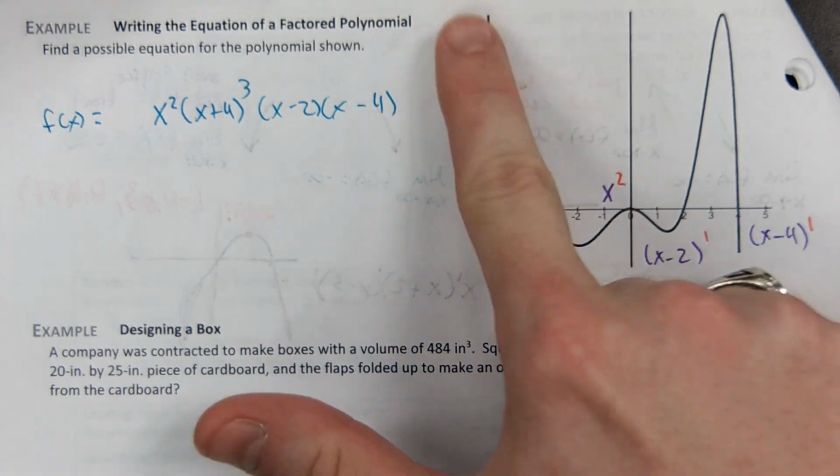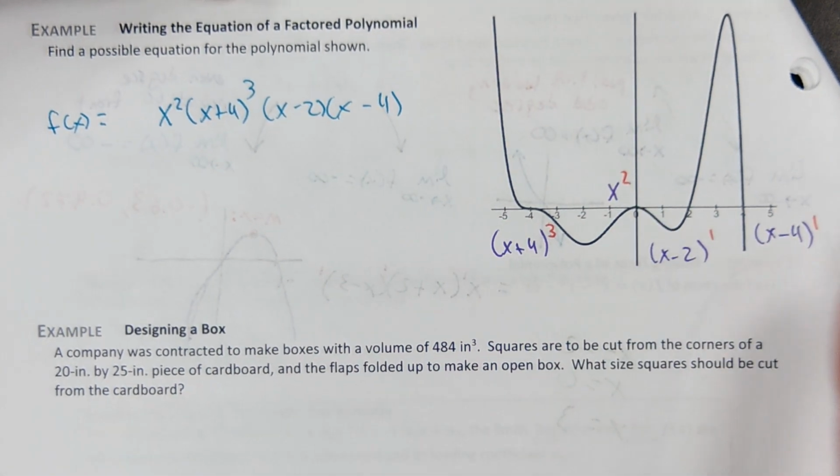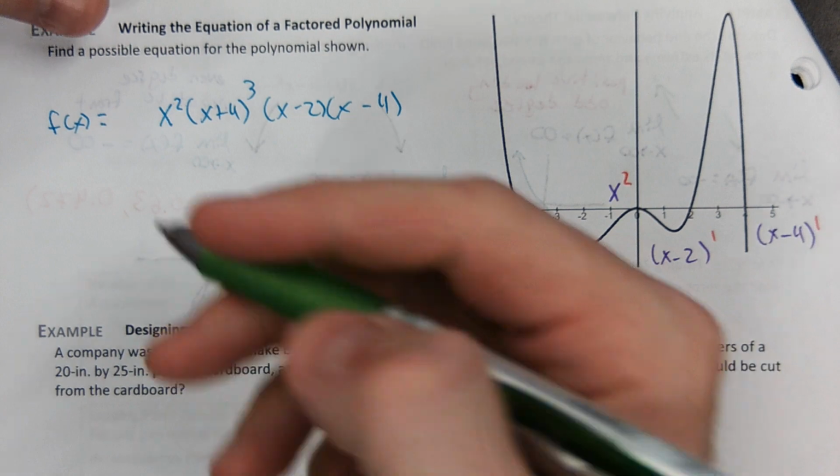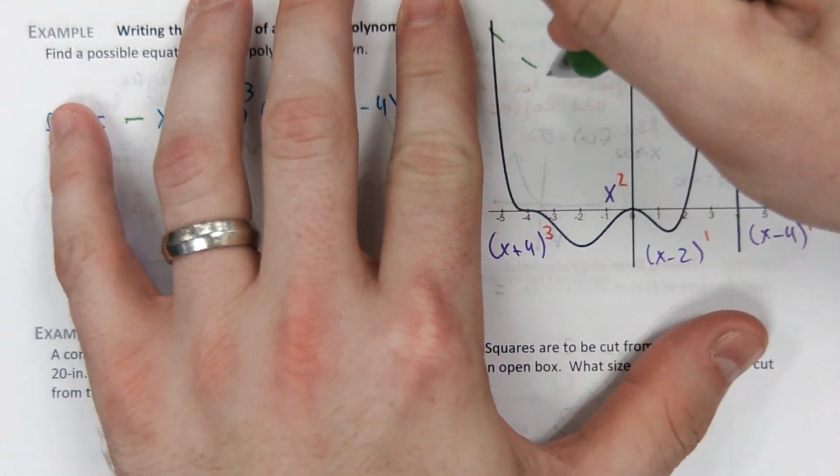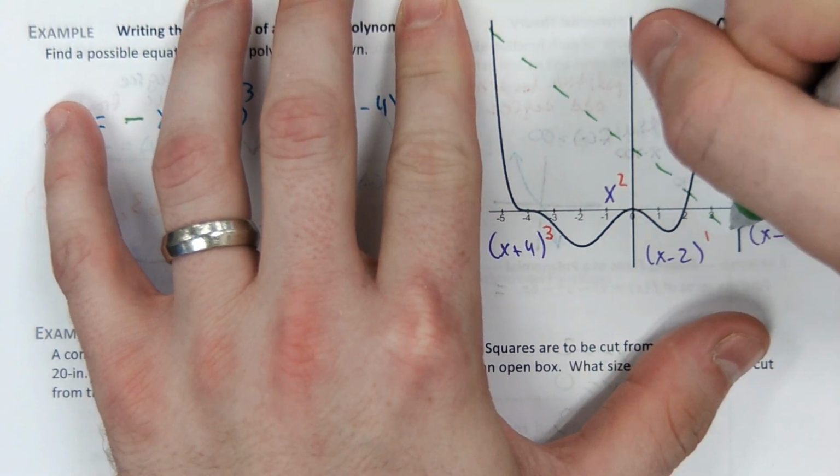But because it's left up, right down, is it positive or negative on the front? It's negative on the front. And the reason we know it's negative on the front is because this thing has a negative overall rate of change.